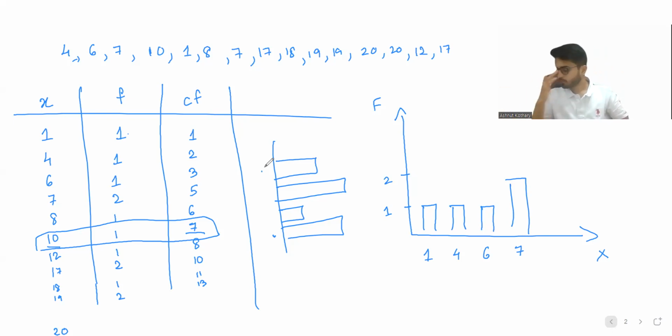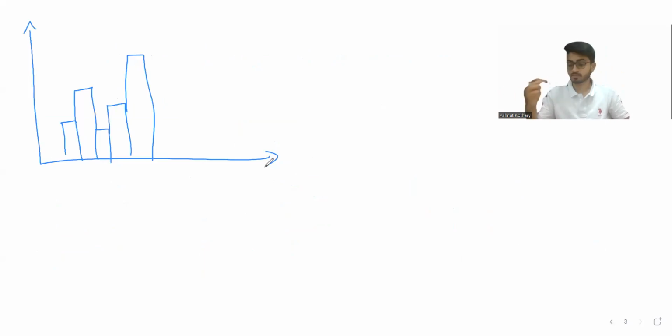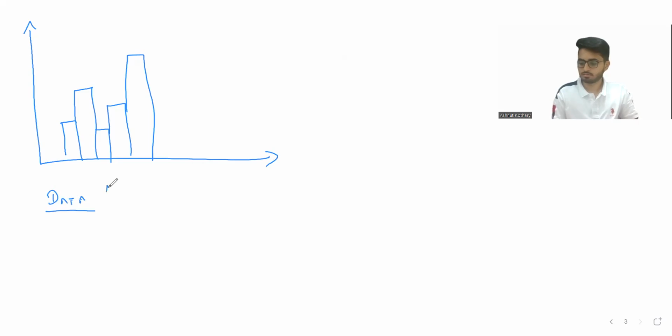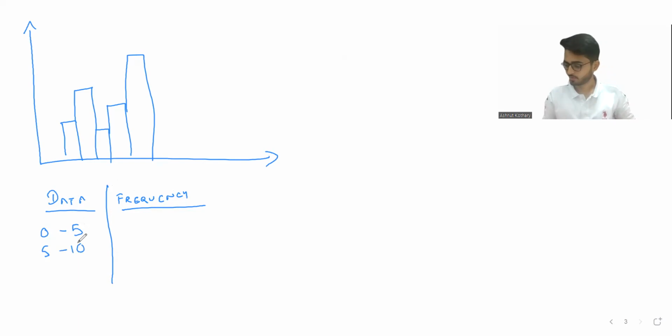Let me mention one more thing. One thing which you all need to be careful about when using histograms is, let's say this is the data set which I'm having. So this is data, this is my frequency. Data is from 0 to 5, 5 to 10. Let me draw it here.